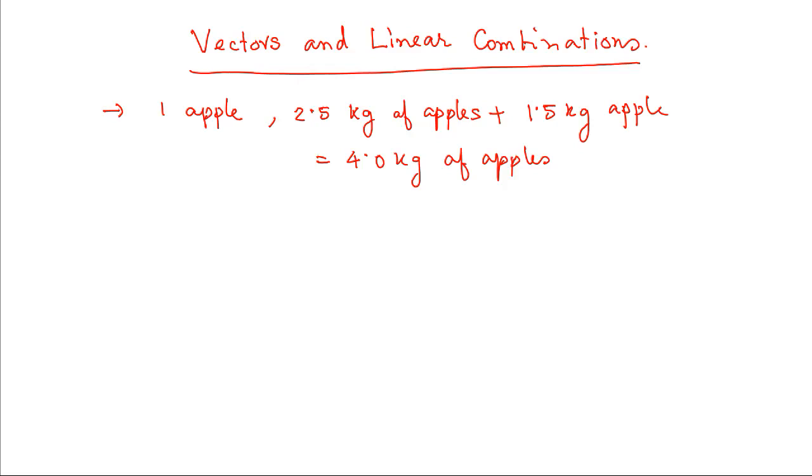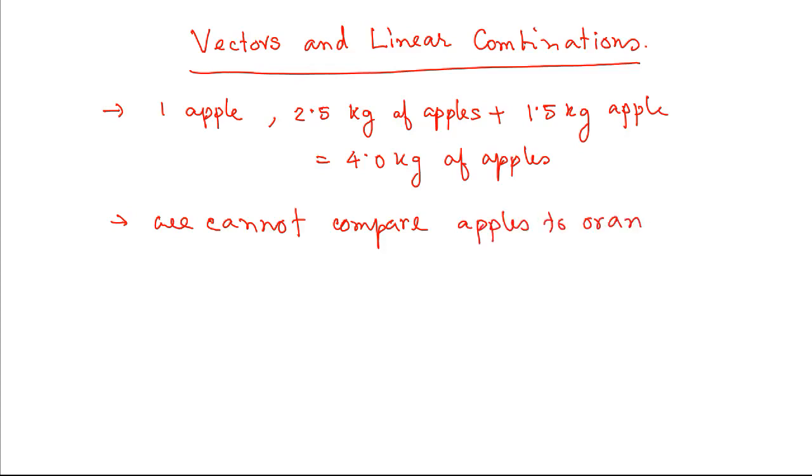But in real life, we need to talk about several different things. So the goal is that how do we handle more than one type of things? We cannot compare apples to oranges. So we have to come up with a mechanism, and if we do, we have to come up with the rules of the mechanism. So let's start with some simple example.